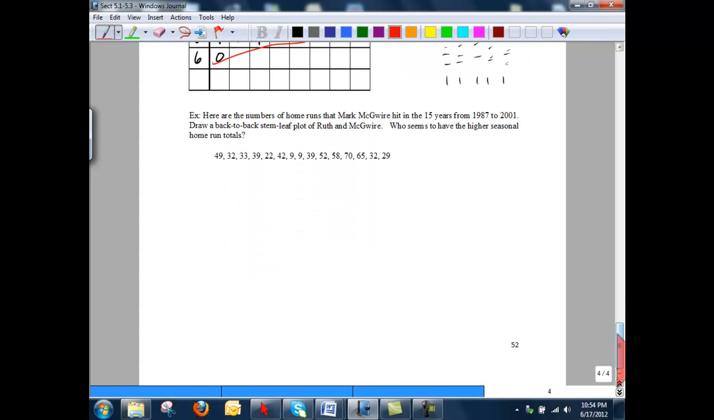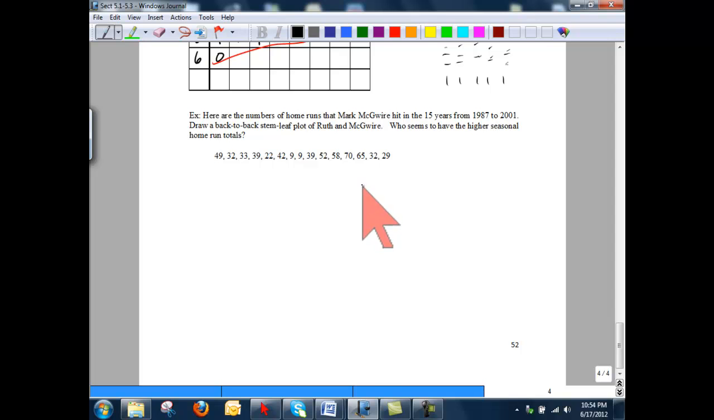Here's another thing you can do with a stem leaf plot. You can make several of them and put them side by side. Another famous name in baseball is Mark McGwire, also known for hitting a lot of home runs. Much later, 1987 to 2001, were his playing seasons, and here was the list of the numbers of home runs that he hit, and most famous now for this number 70, which of course is higher than Babe Ruth's. I am asking to make a back-to-back stem leaf plot of Ruth and McGwire.